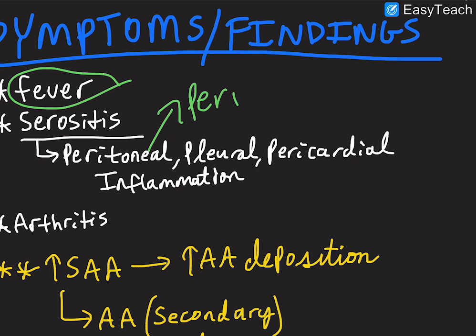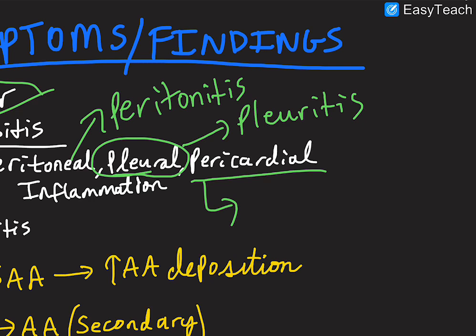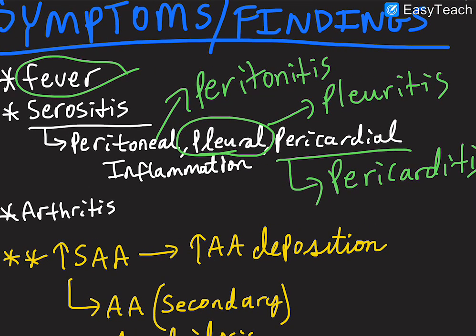If these neutrophils attack your pleura, of your lungs, this can lead to pleuritis. If these neutrophils attack your pericardium, the layer that surrounds your heart, the covering of your heart, this can lead to pericarditis. And lastly, if the neutrophils attack your synovium, this can lead to arthritis.